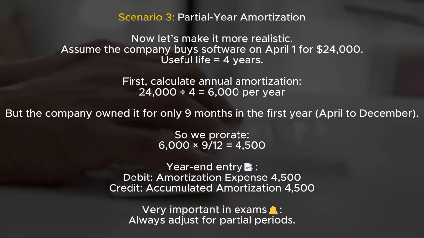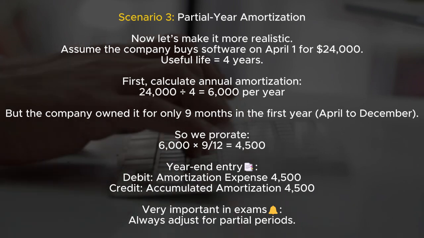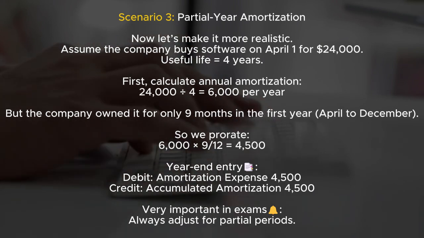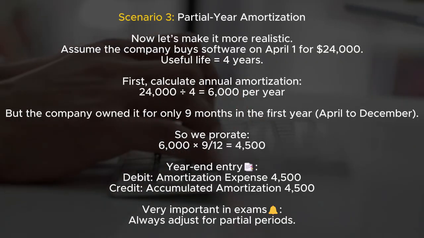Year-end entry. Debit amortization expense 4,500. Credit accumulated amortization 4,500. Remember, very important in exams. Always adjust for partial periods.